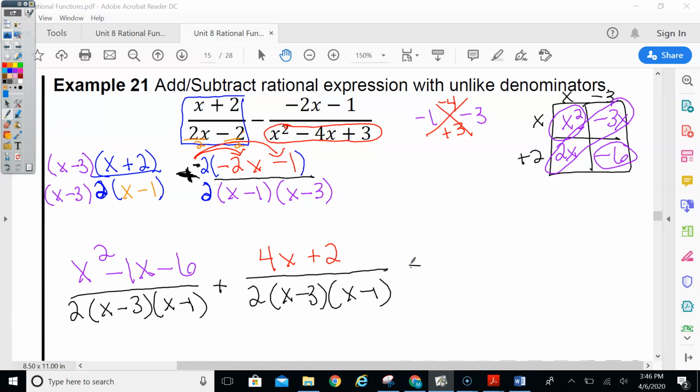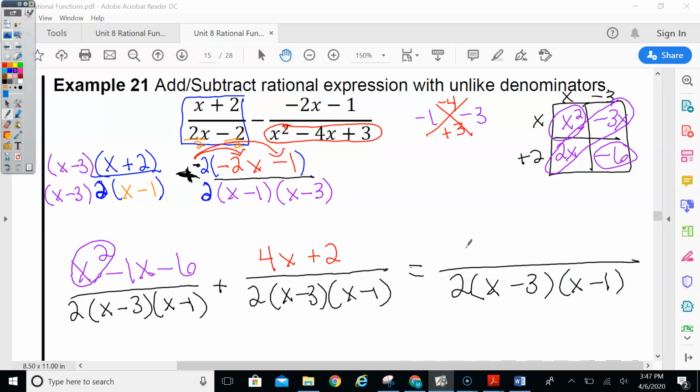So then I add them together. The denominators are now the same, 2x minus 3, x minus 1. And I add like terms in the numerator. If I look at the x squareds, there's no other x squareds, so that stays x squared. And then I look at the x's. Negative x plus 4 is positive 3x. And then you look at the constants. Negative 6 plus 2 is negative 4.